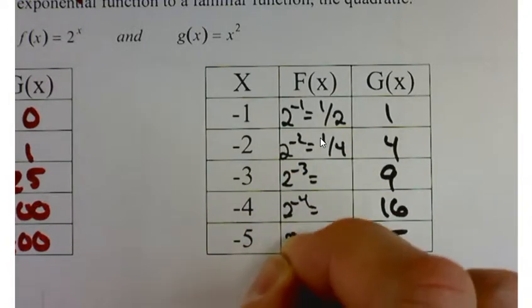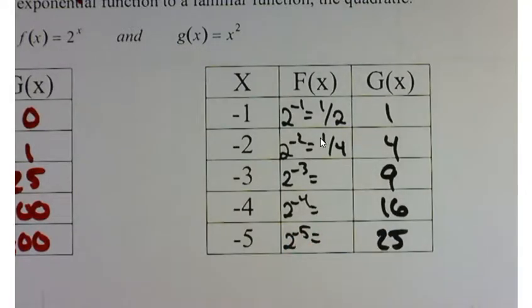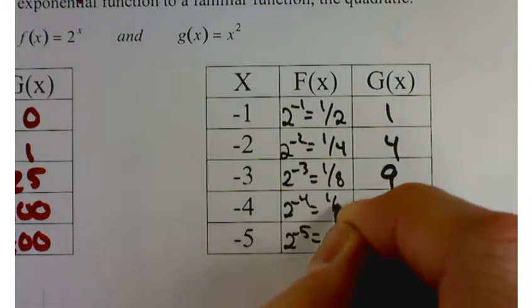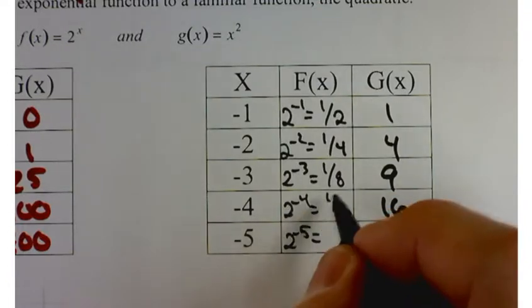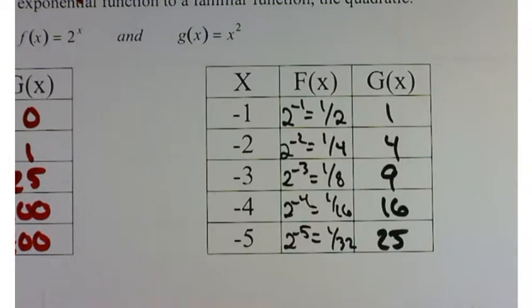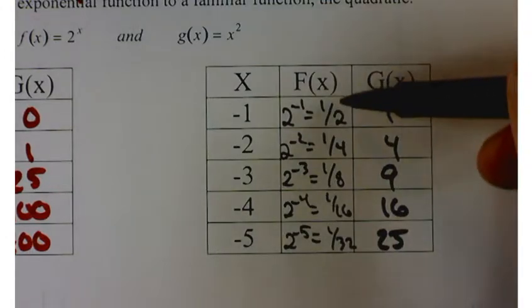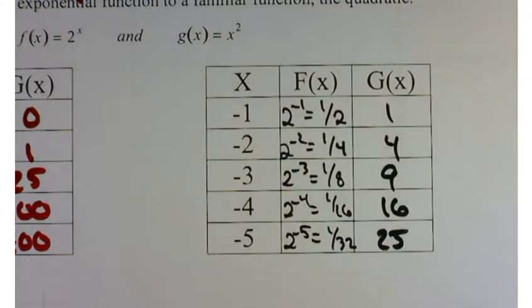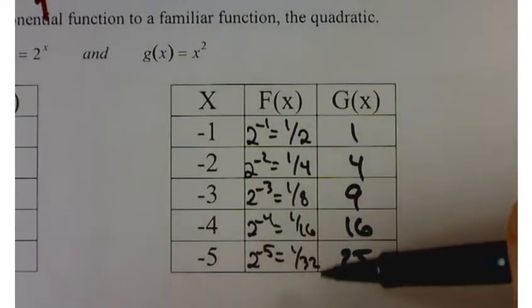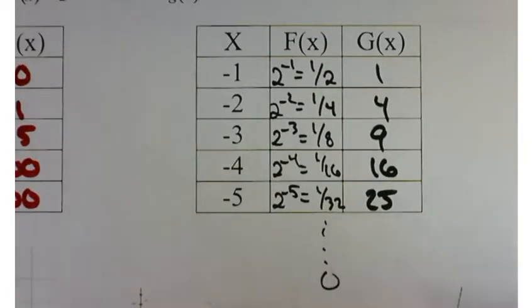See if you can fill in the rest of these. Figure out what they are. Nice. So this is 1 over 2 to the fourth, and 2 to the fourth is 16. And then 1 over 2 to the fifth, well, 2 to the fifth is 32. So this is interesting. What's happening to these values as I march out the x-axis towards negative infinity? What number are these getting closer and closer to? They're getting closer and closer to 0.